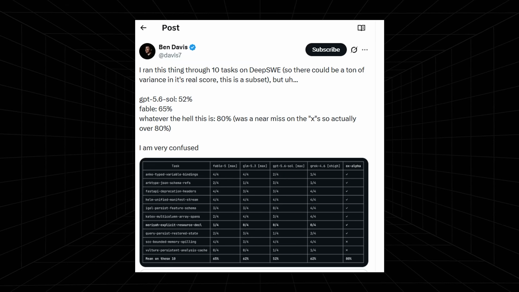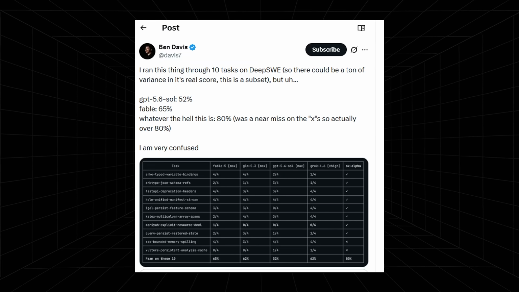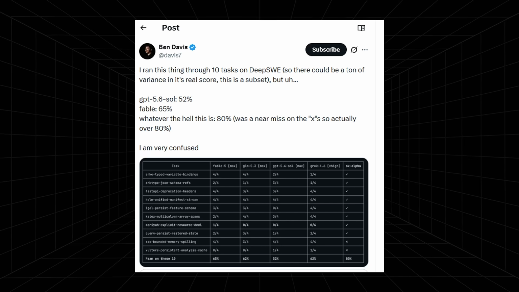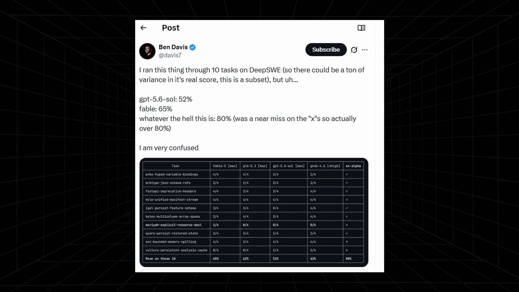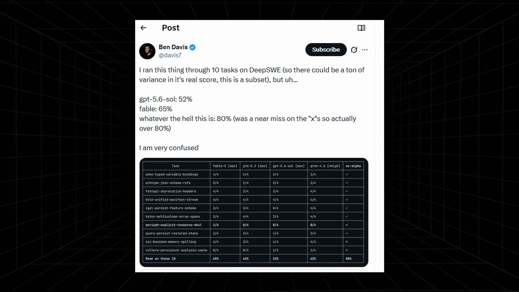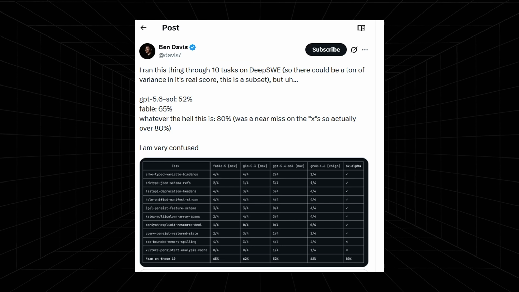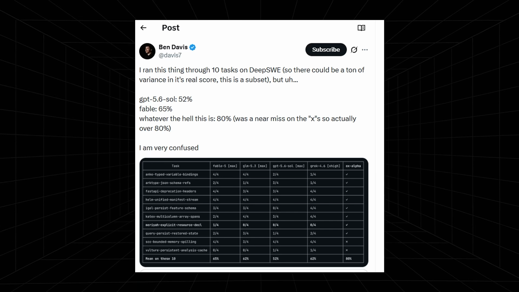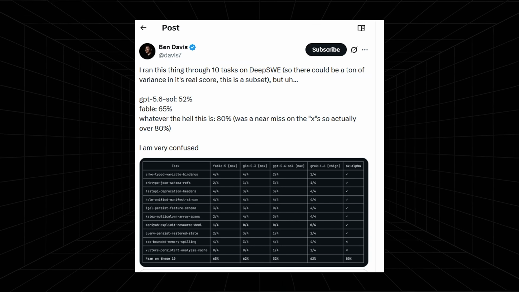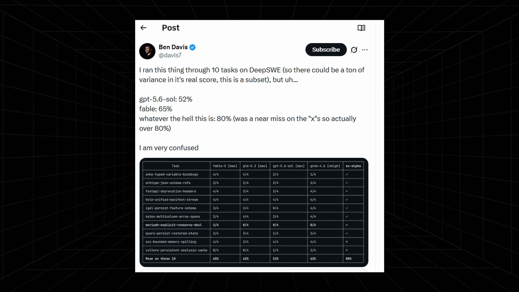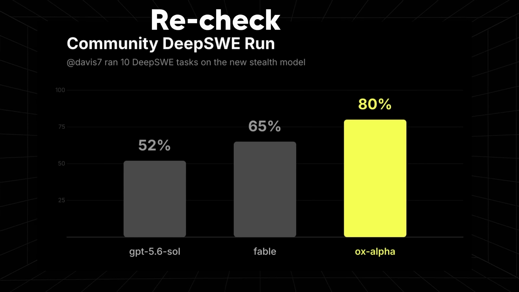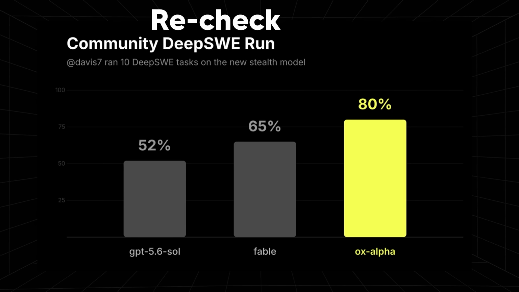What I want to get into is some of the results, because the results are so interesting and they need to be dived into a bit more, because as time has gone on, there's been so much information that's come out that it's just so confusing to understand exactly what's going on. So Ben Davis decided to run this through 10 tasks on the deep SWE, and he says that this basically had near 80%, which is 20 to 30% more than GPT 5.6 Sol, and like 15% more than Fable 5, which is pretty incredible. Now, other individuals are basically running around with this and saying that this is crazy.